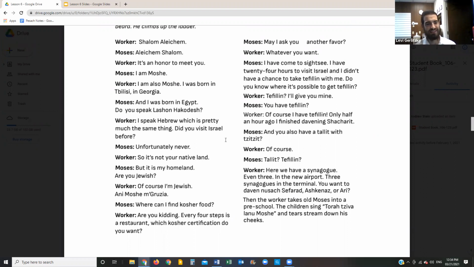And everything he says, the guy answers, of course, you came to the right place. What do you think? This is Pakistan? This is Israel. This is where we celebrate Judaism. We have tefillin for you. We could give you a Torah scroll. And he comes to a children's school, and they're singing Torah tziva lanu Moshe, the verse in the Torah that says, Moses commanded us the Torah of God, and he gave it as an inheritance to every Jew.